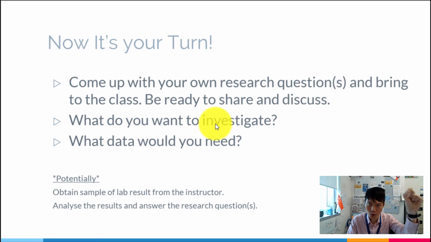So now it's your turn. Do come up with your own research question and bring it to the class about air sampling with regards to NO2 sampling. Okay, what do you want to investigate and what kind of data do you need? Because if you cannot get the data you need, you need to go back to your research question and modify it so that you go back to, oh, this is the data I need. Can I get it? Yes, okay, then it feeds to the research question. Then you know that you can proceed.